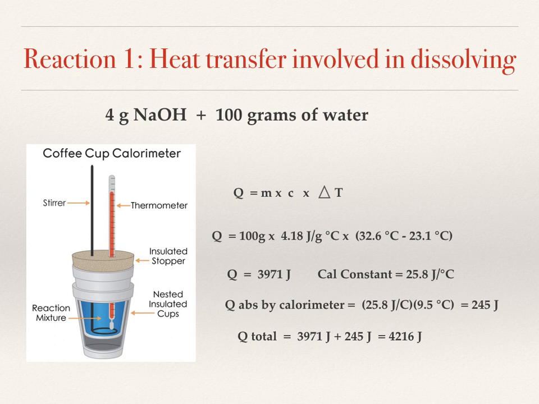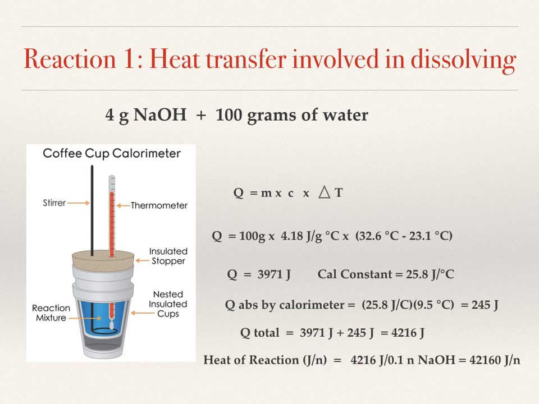Now we want to take into consideration the moles of sodium hydroxide when we're doing this, because our moles of sodium hydroxide are going to be different in our reactions. So 4 grams of sodium hydroxide is equivalent to 0.1 moles. And so if we take our 4,216 joules of energy divided by our 0.1 moles, we come up with around 42,160 joules per mole of energy, and that is our heat of reaction in joules per mole.